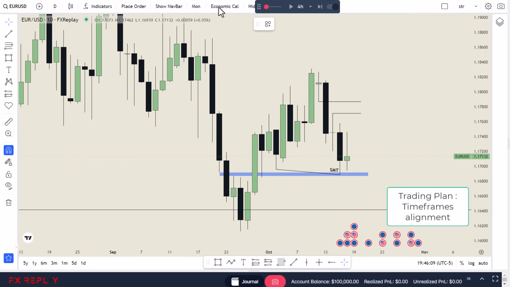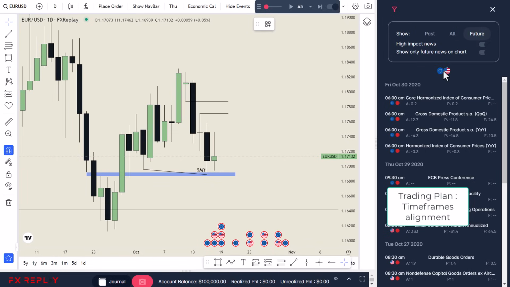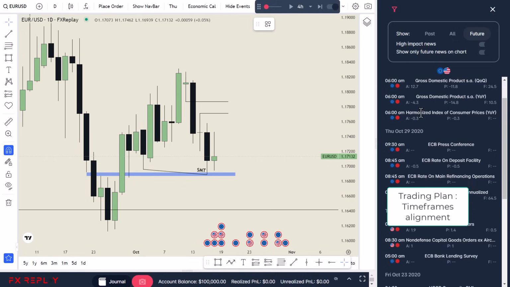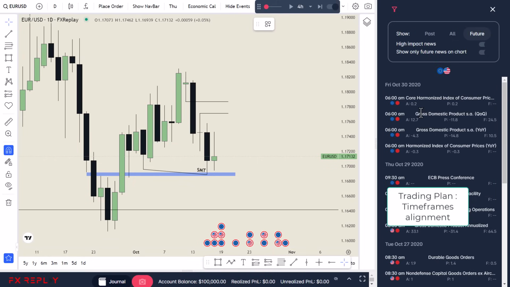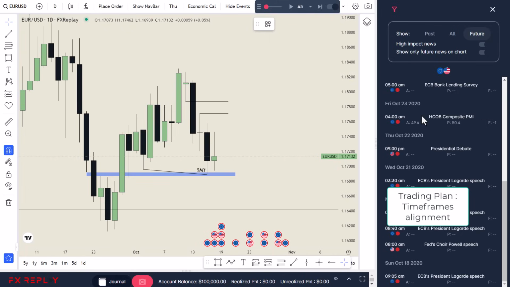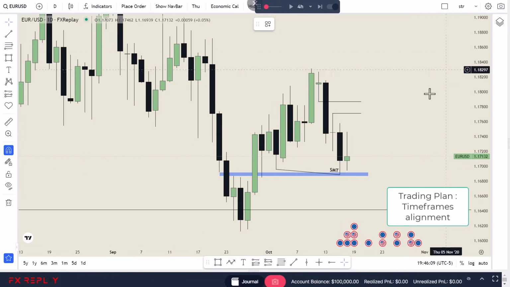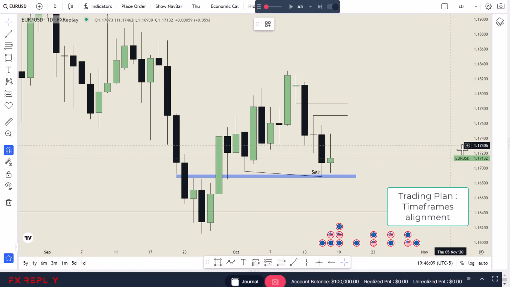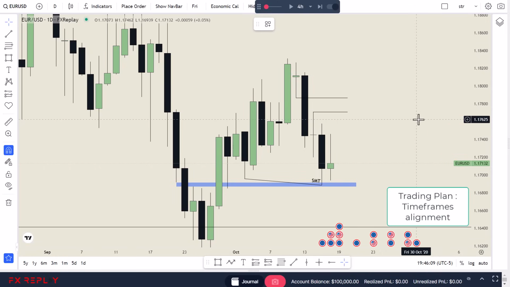Now let's check the calendar. We filtered here only the high impact news, and we have these speeches on Monday, alright, so Monday, this is it. We don't have any FOMC or CPI or NFP, so this is good. The price action can be choppy around those times.